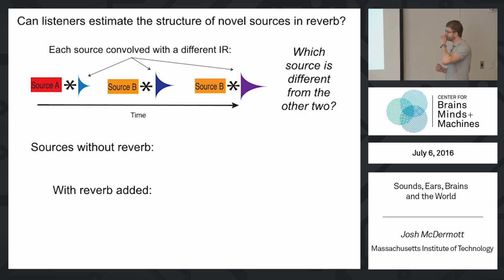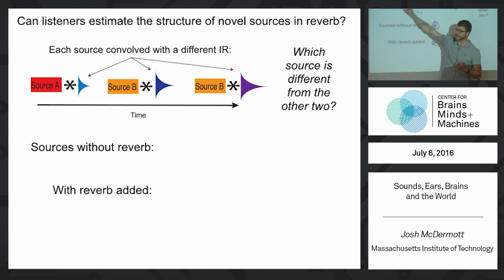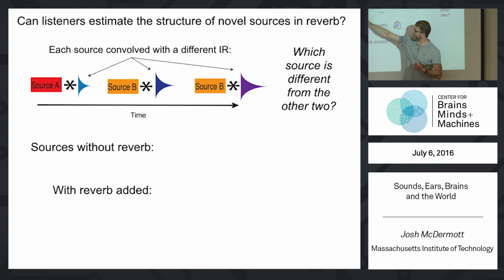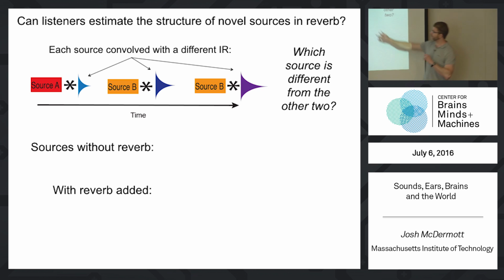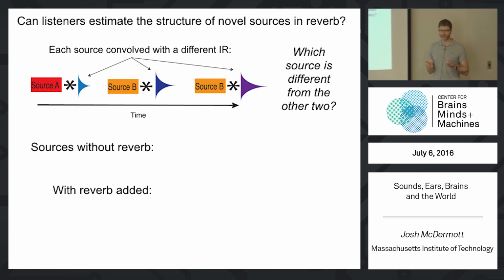So we had people do an experiment. In every trial of the experiment, they hear 3 sounds. Each of the sounds is a source convolved with an impulse response. 2 of the sources are the same and 1 of them is different, but all 3 of the impulse responses are different. As a consequence, all 3 of the sounds are different, but 2 of them are generated by the same source. The task of the listener is to say which source is different from the other 2.